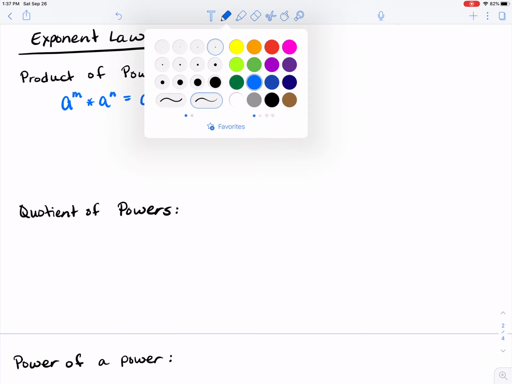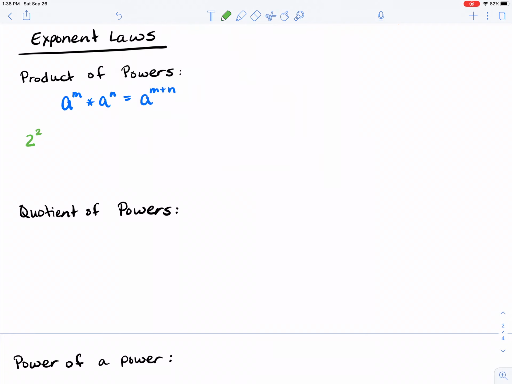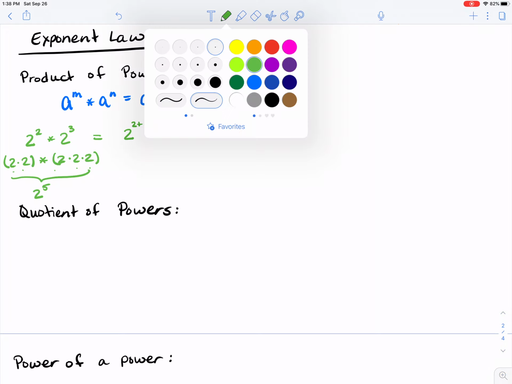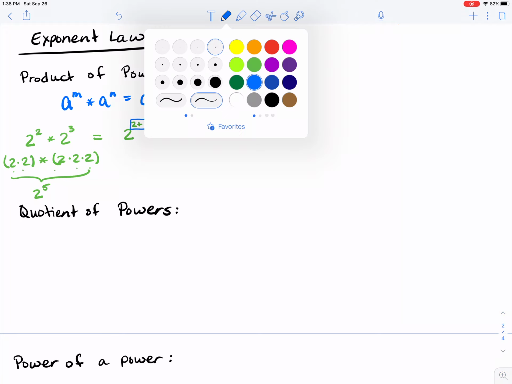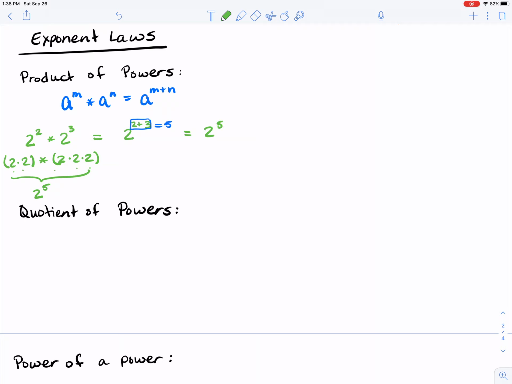Why is this true? Let's look at the example of 2 squared times 2 cubed. And what they're saying is that equals 2 to the exponent 2 plus 3. And why is that true? 2 squared is 2 times 2. We're multiplying that by 2 cubed. That's 2 times 2 times 2. If we add them up, we have 1, 2, 3, 4, 5. So in total, I have 2 to the 5. And if we look at our exponents, 2 plus 3 equals 5. So that is true. It equals 2 to the 5.